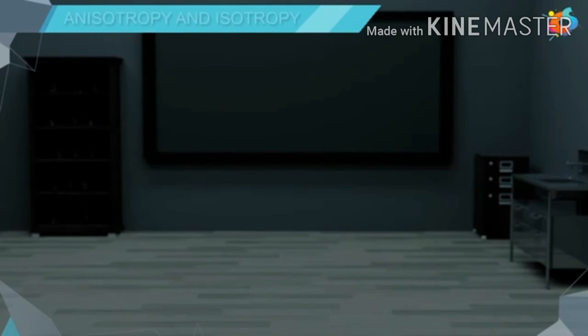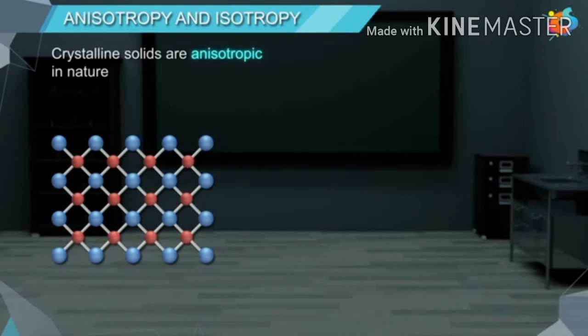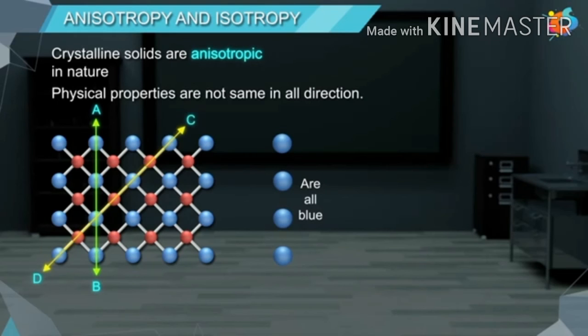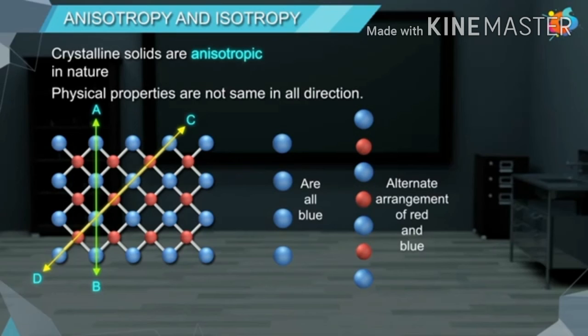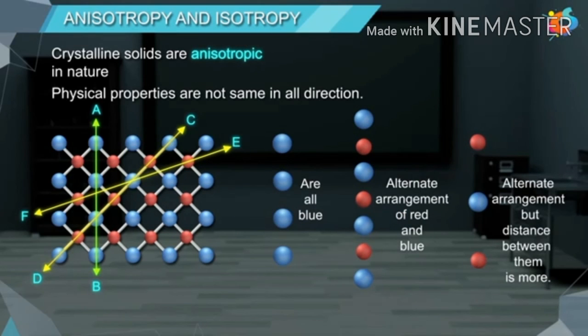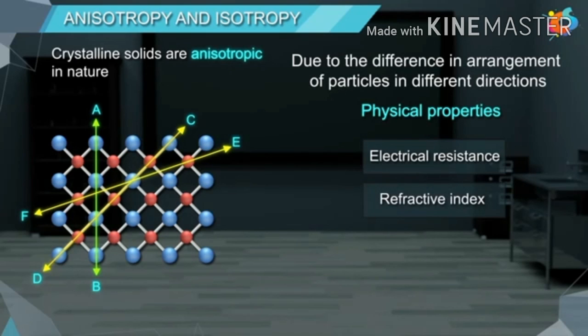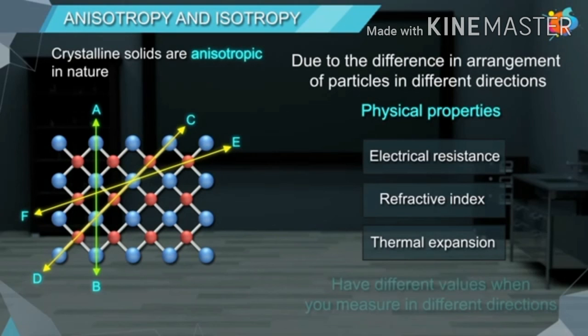The second difference is anisotropy and isotropy. Crystalline solids are anisotropic in nature. It means that physical properties are not the same in all directions. If we consider this particular direction, the particles are all blue. If we consider this direction, we have an alternate arrangement of red and blue. Now, if we consider this direction, the arrangement is again alternate, but the distance between them is more. Due to the difference in arrangement of particles in different directions, physical properties such as electrical resistance, refractive index, thermal expansion, etc. have different values when we measure in different directions.